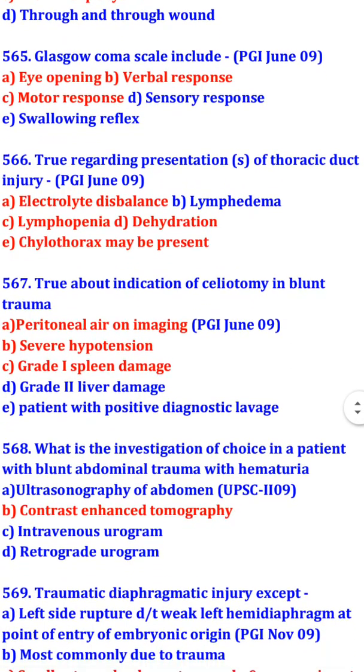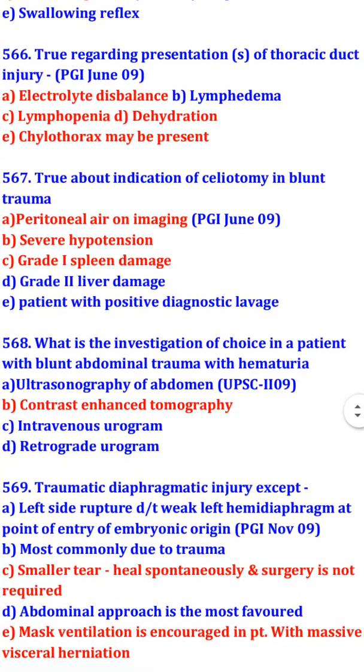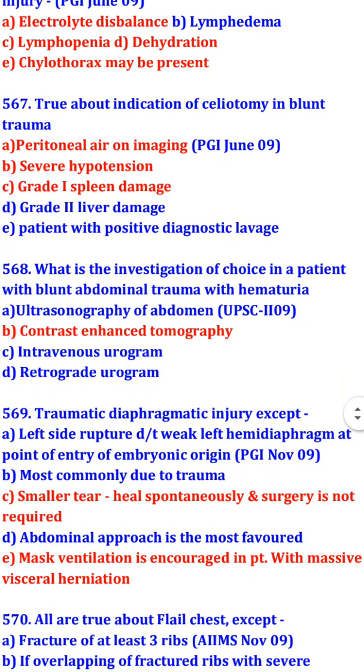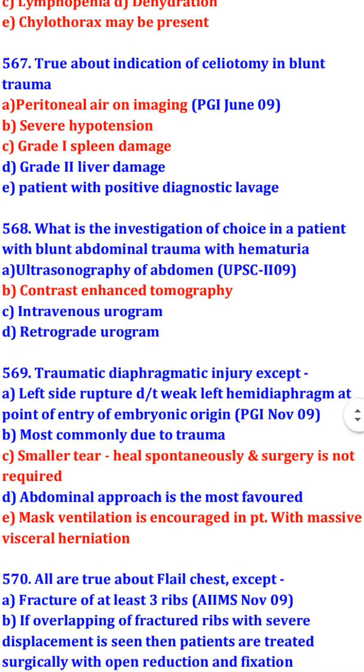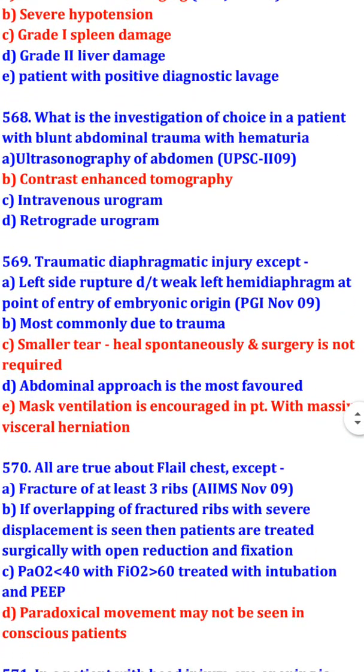What is true about indication of laparotomy in blunt trauma? Peritoneal air on imaging, severe hypotension, and grade 1 spleen damage. What is the investigation of choice in a patient with blunt abdominal trauma with hematuria? Contrast enhanced tomography. Traumatic diaphragmatic injury except small tear heals spontaneously and surgery is not required. Mask ventilation is encouraged in patient with massive visceral herniation.